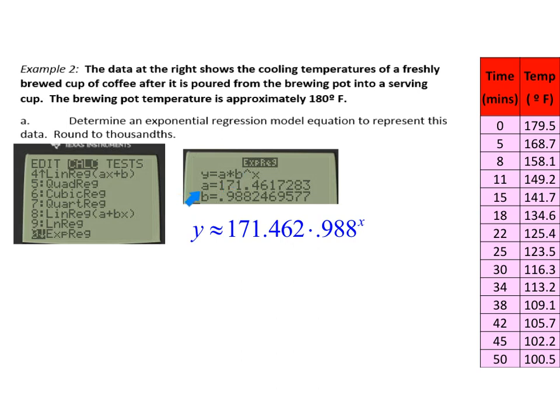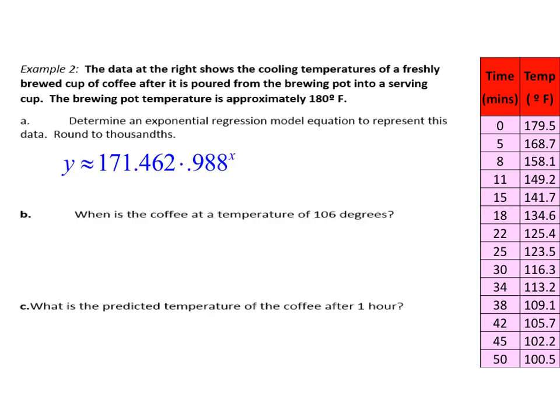Now below it tells you what a is, and it tells you what b is, and you just have to write it down. So y is approximately 171.462 times 0.988 to the x power, because this is exponential. So we write that in. They wanted the regression model. There it is. The next question, when is the coffee at a temperature of 106 degrees?